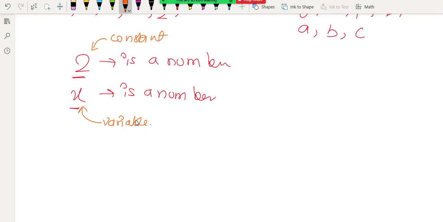So what is variable? Variable is a number. What is constant? Constant is also a number. Then what is the difference between constant and variable? Constant is written in the form of a numeric symbol, but variable is written in the form of letters of the English alphabet. You know the letters of the English alphabet, that is A, B, C, D. Understood, everybody?